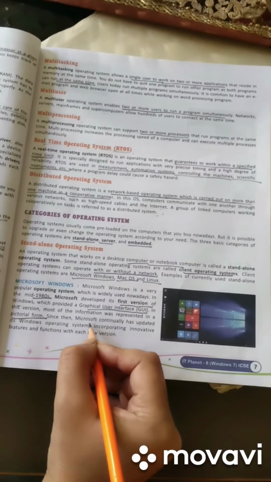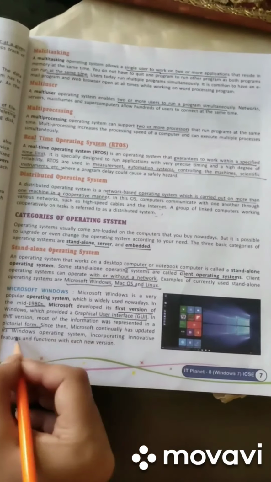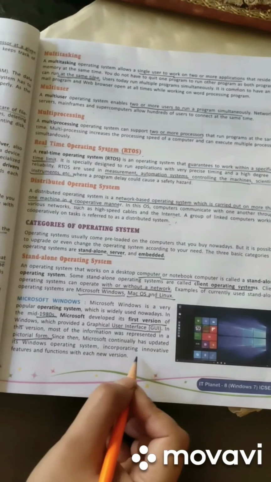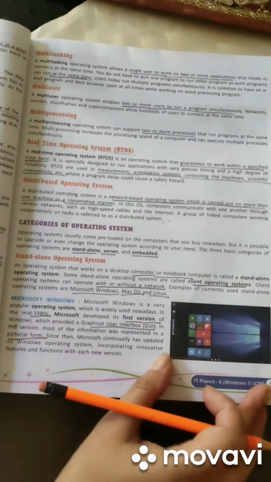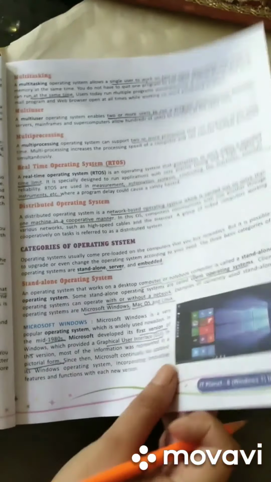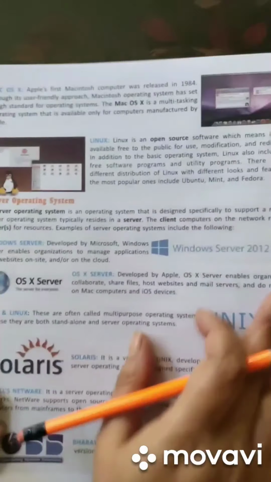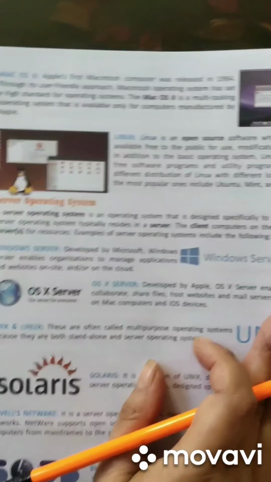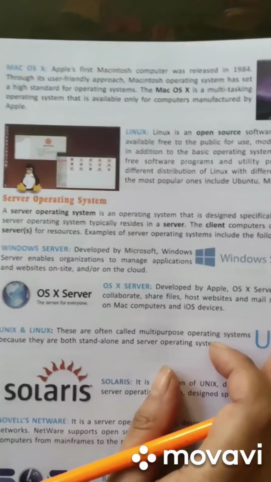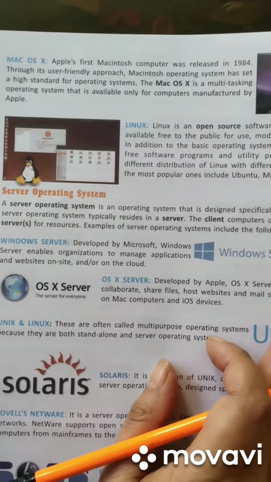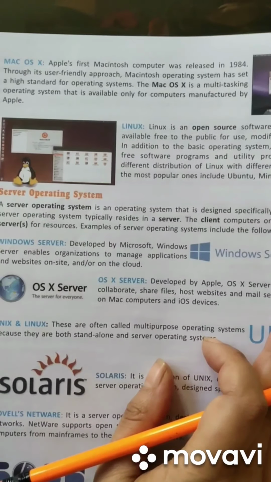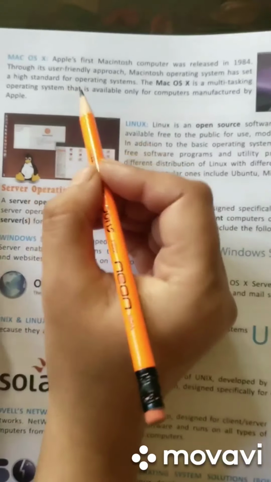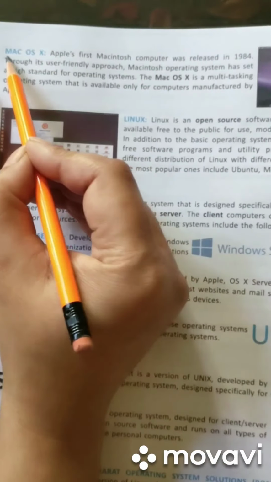Since then, Microsoft continuously updated its Windows operating system, incorporating innovative features and functions. A number of Windows versions are there: Windows 7, Windows 10, Windows XP, Windows 2000. These all are versions of the Windows operating system, and Windows is a standalone operating system. Next, we have the Mac operating system.